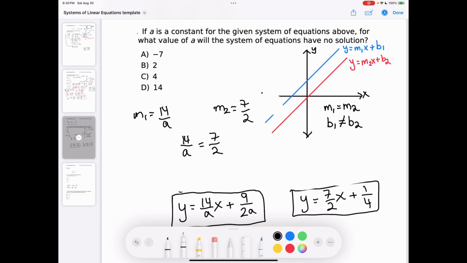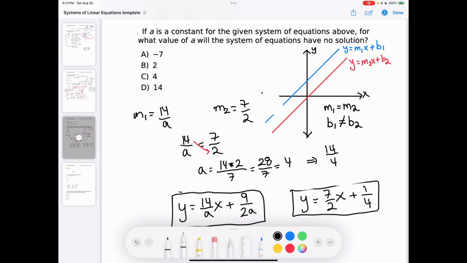Okay, so I'll solve for a. How do I solve for a? Okay, so when you have this situation here, what you do is you're going to multiply the diagonals, right? So that means my a is going to be equal to 14 times 2. And then you're going to divide by whatever's diagonal to the a. So that means divided by 7, right? This gives me 14 times 2 is 28. And 28 divided by 7 gives me 4. Okay? So if a equals 4, I end up with 14 over 4, right?